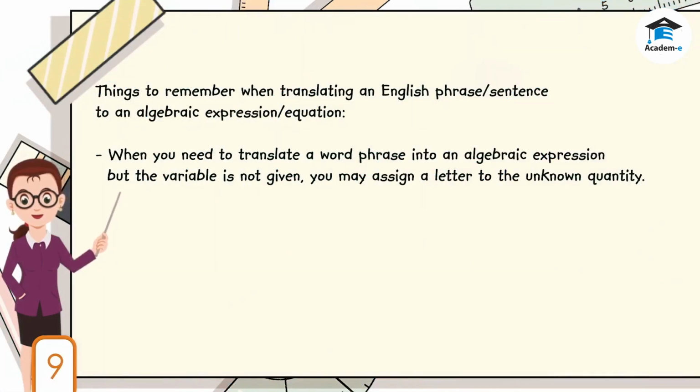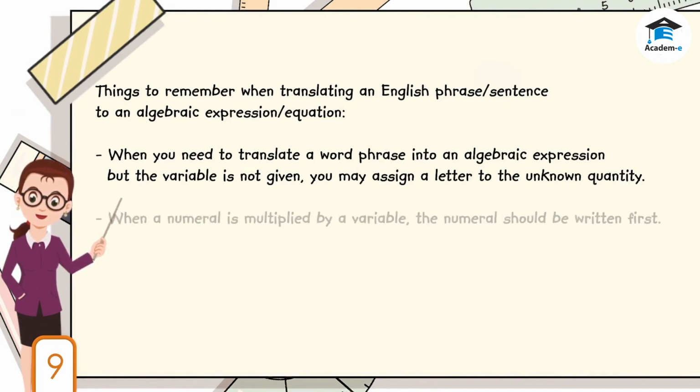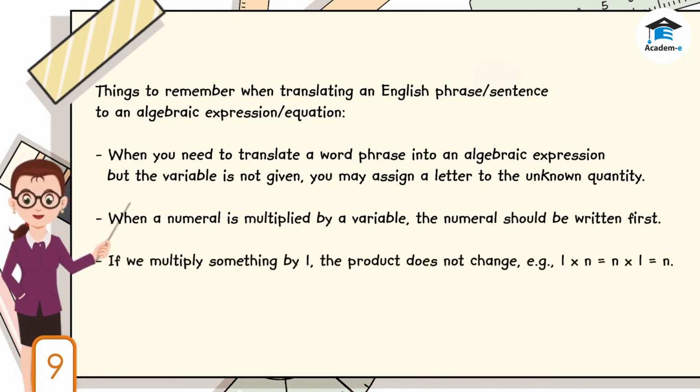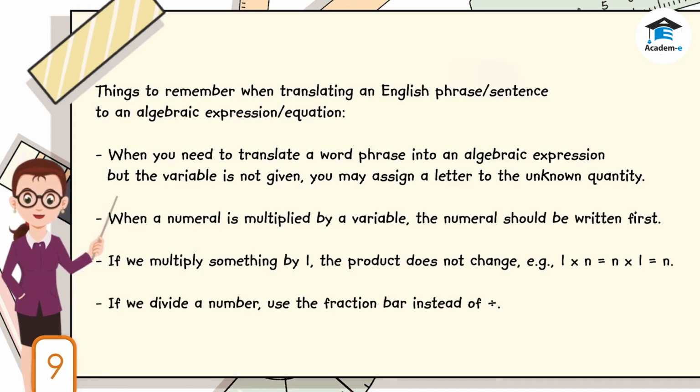Here are the things to remember when translating an English phrase or sentence to an algebraic expression or equation. When you need to translate a word phrase into an algebraic expression but the variable is not given, you may assign a letter to the unknown quantity. When a numeral is multiplied by a variable, the numeral should be written first. If we multiply something by 1, the product does not change. For example, 1 times n is equal to n times 1 and is equal to n. If we divide a number, use the fraction bar instead of division sign.